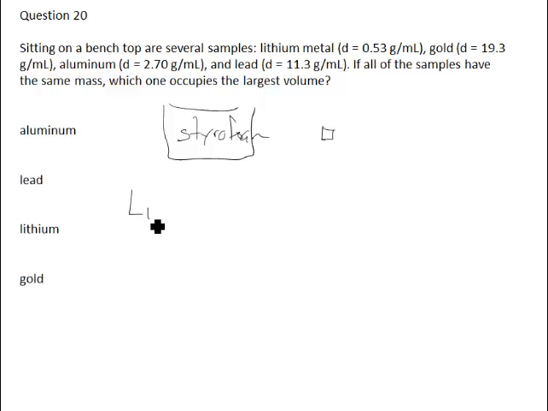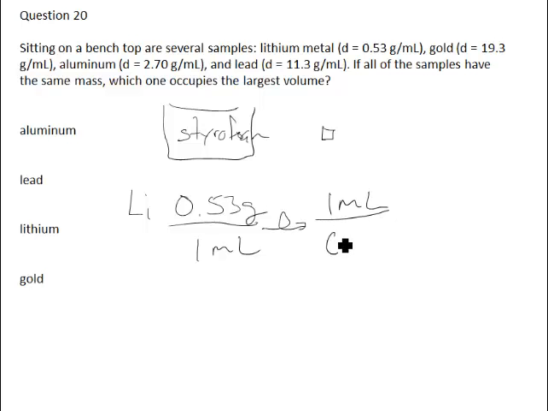So we'll start with lithium, and lithium is 0.53 grams for every 1 milliliter, but we want to ratio this. If all the samples have the same mass, which one occupies the largest volume? So we're going to flip that over and write it as 1 milliliter for every 0.53 grams. And just to make a comparison, let's call all these samples 10 grams. This one's going to turn out to be 10 divided by 0.53, and that gives me about 18.9, and the units are milliliters.